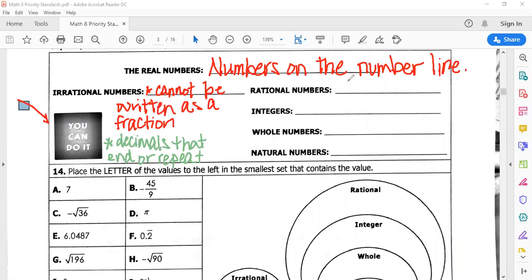So rational numbers can be written as a fraction. So we're going to do that symbol here, A over B, when B is not 0, because you can't divide by 0, remember that. Or decimals, like 1.25, or regular numbers like 14. All of these can be written in fraction form. That's the key. A rational number can be written as a fraction. Integers, if you remember, are the whole numbers and their opposites.